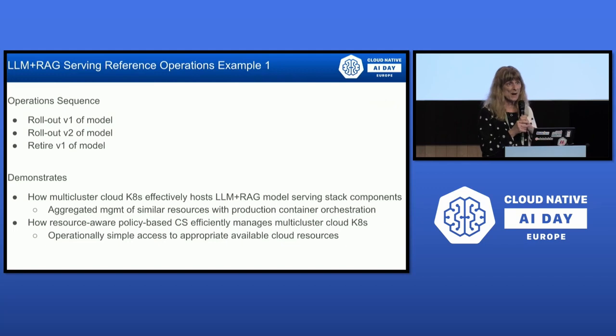So with those disclaimers out of the way, our first example is a series of operations that you would do on a model in production. You would roll out version 1 of the model. You would roll out version 2 of the model and make sure it's working as well as version 1. And then you would retire version 1. And so let's see how this approach that we've been discussing would handle this situation.